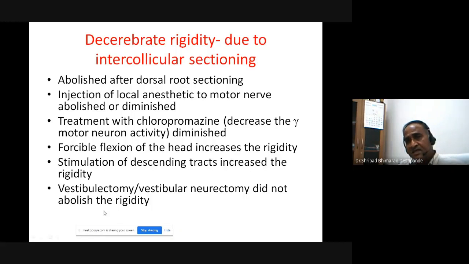Further, they did experiments with removal of the vestibular tract, maybe vestibulectomy or vestibular neurectomy, and it did not abolish it. In these animals, when they did the vestibulectomy or vestibular nerve cutting, it did not abolish the rigidity. That means it has nothing to do with the vestibulospinal tract. So now, moving on to the next slide.